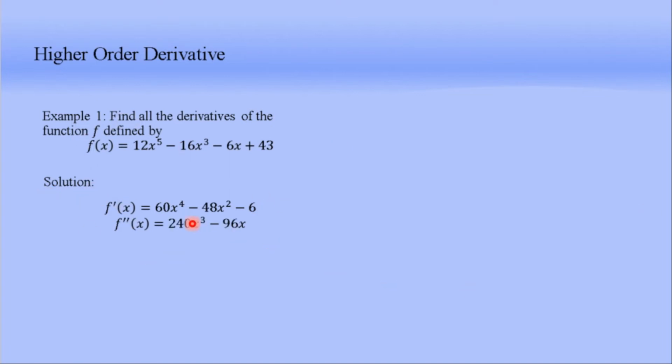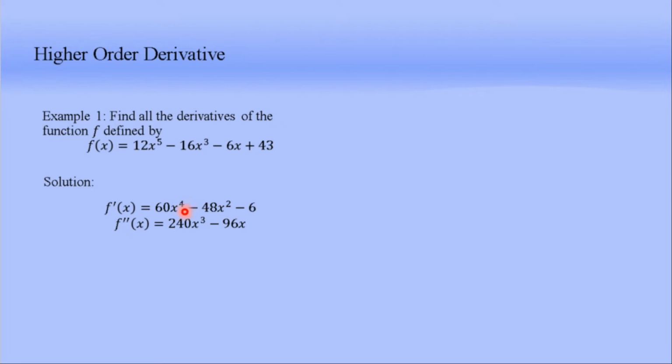You can still find the derivative. So we're going to find the second derivative, or the double prime, of the function. So still the constant multiple rule, as well as the power rule for positive integer powers. So 60 times 4 is 240.